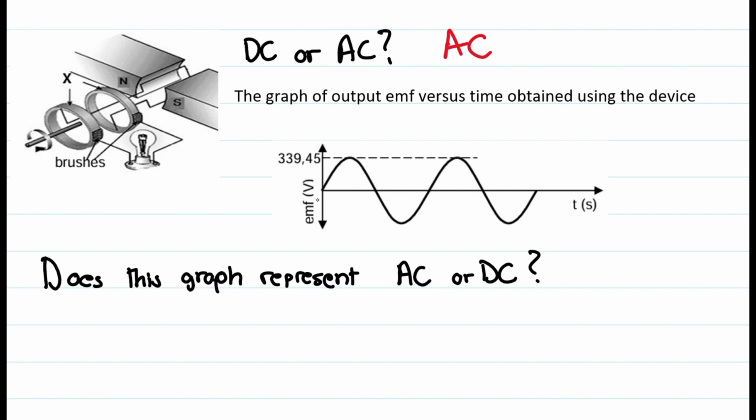But this one does not go 0, max, 0, max. It goes from 0, max, 0, negative max, 0, positive max, 0, negative max. So this is a sine graph, and this represents an AC generator. Well done if you got that. This is just the sinusoidal function.